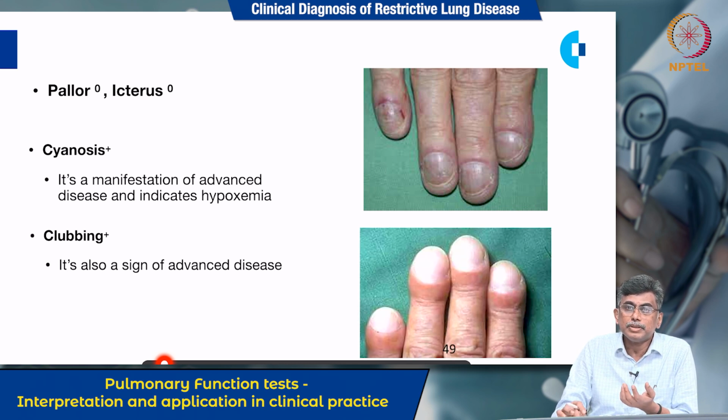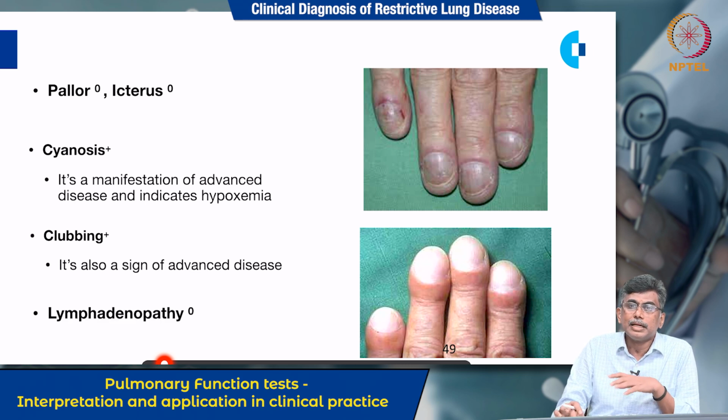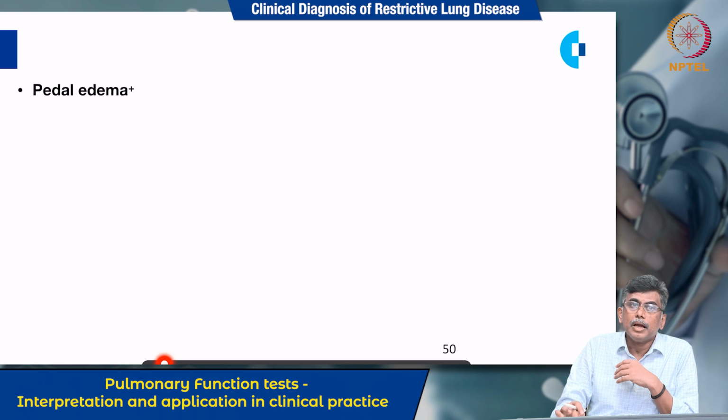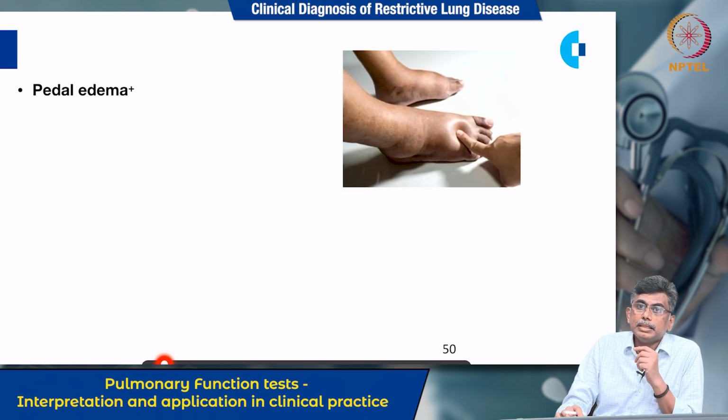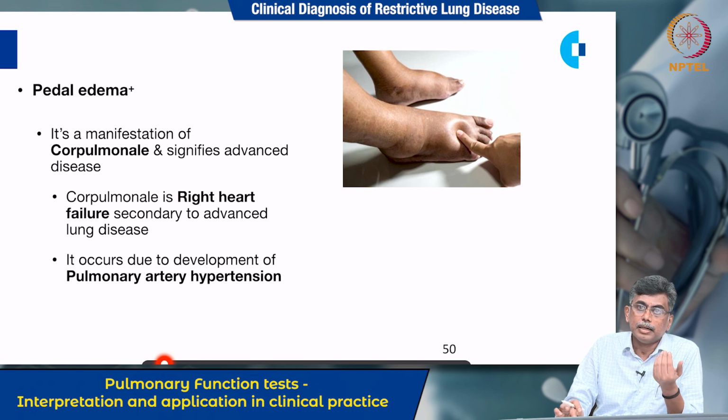Then you can also have clubbing. It's also a sign of advanced lung disease. Now clubbing, you know, is what? There is obliteration of the nail bed angle. Because of that there is a bulbous enlargement of the distal phalanx, and that's also an indicator of advanced lung disease. There is generally no lymphadenopathy, and they can have pedal edema. Pedal edema is a marker in restrictive lung disease. It marks the development of cor pulmonale.